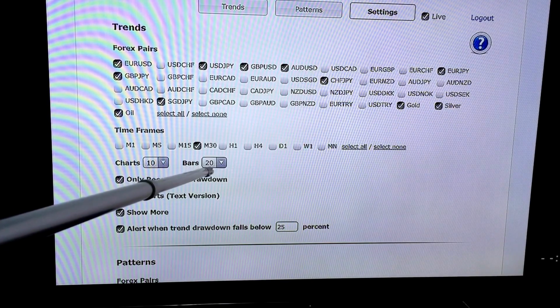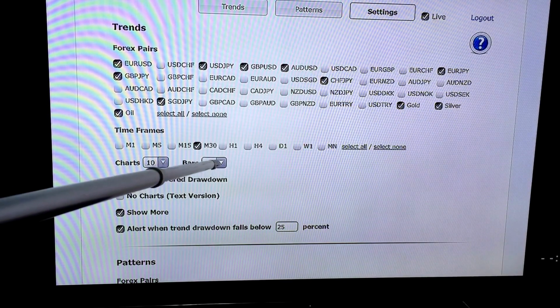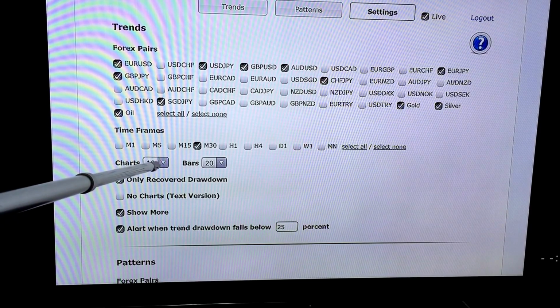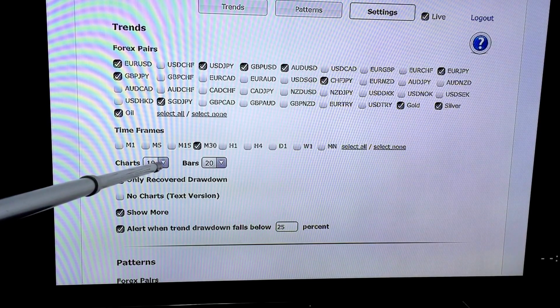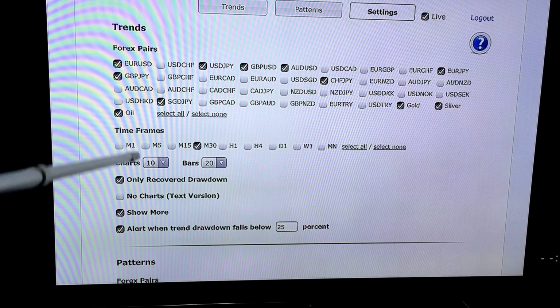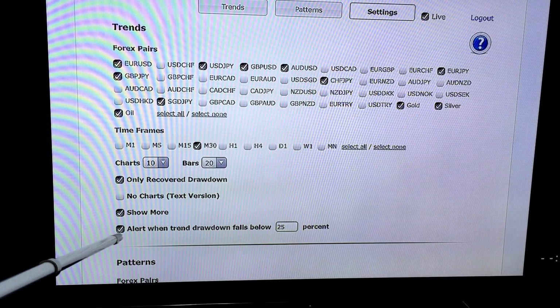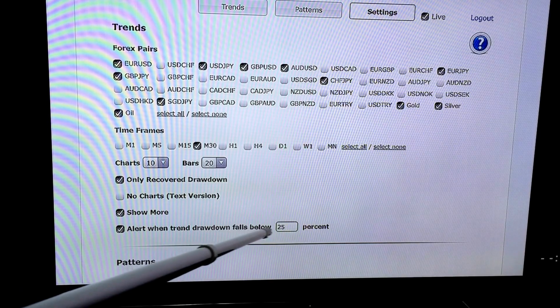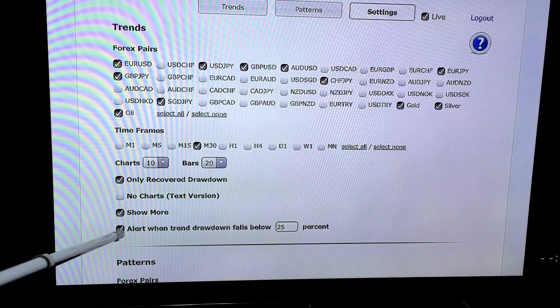The last 20 bars or the last 40 bars, you can pick anything you like. I pick 10 charts at a glance. I want to see 10 charts at a glance. You can pick any time frames you like based on your setting, and it's going to send you an alert. You understand? When the trend drops and falls below whatever percentage you want to enter the market, it's going to send you an alert. That is for the trend, and it will let you enter the trade at a favorable time.